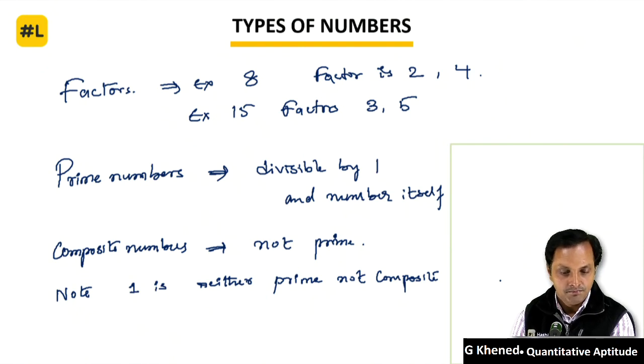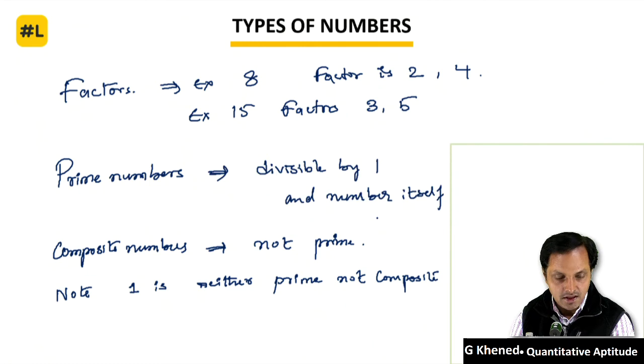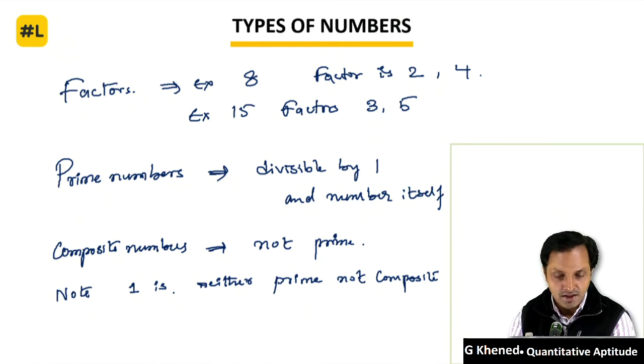Factors, prime numbers are divisible by 1 and the number itself. Then non-prime numbers are called as composite, and also you have to note one is neither a prime nor a composite.